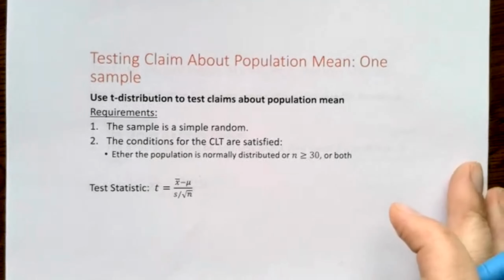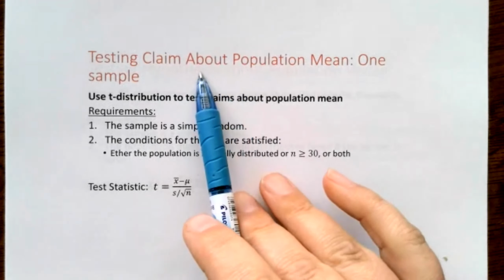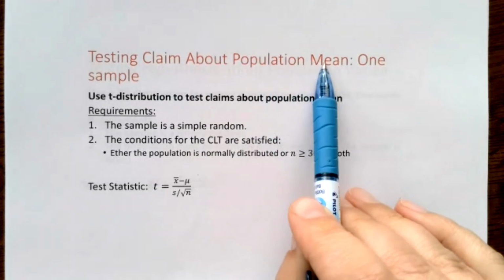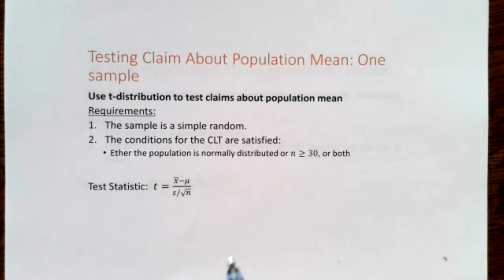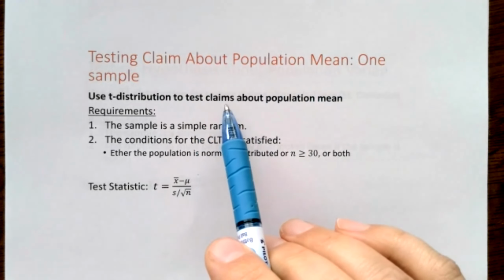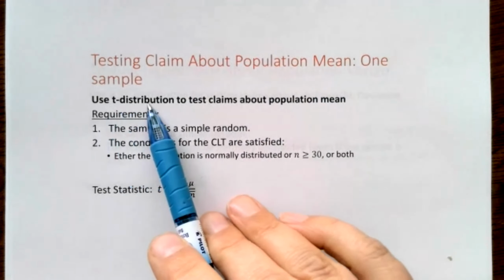In this video, I want to talk about testing a claim about a population mean using one sample. In order to test that claim, we're going to use a t-distribution.